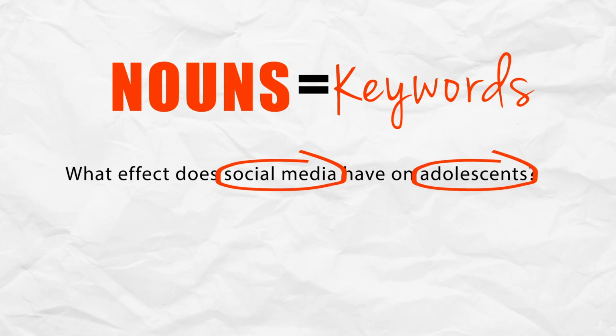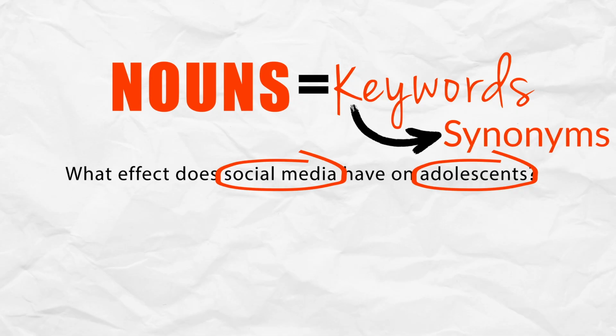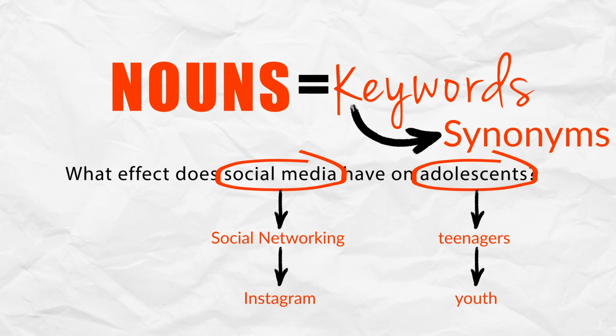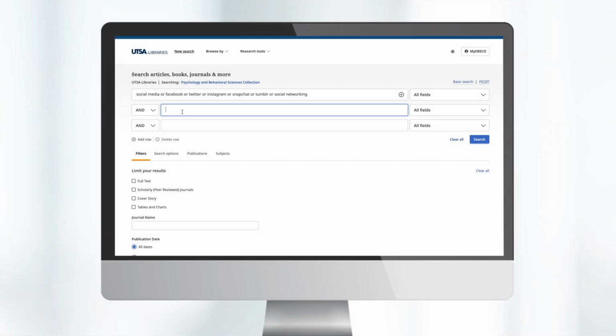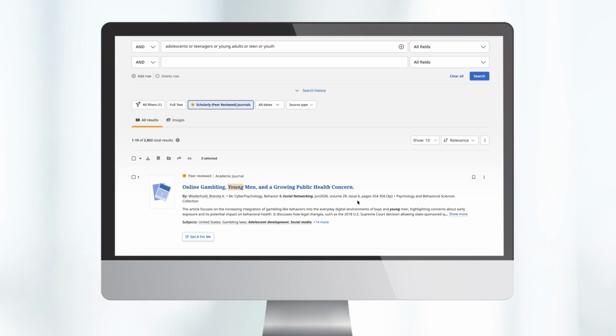Next, to help broaden your search, think of synonyms for each of the keywords that you identified. For example, social media could also be social networking or even Instagram, and adolescence could also be teenagers or youth. Identifying your main concepts and thinking of related terms or synonyms will help you create more effective searches and find more relevant scholarly articles for your research project.